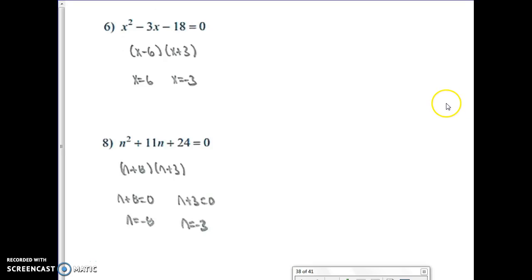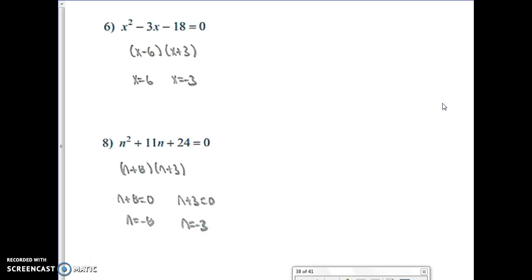So hopefully for number 6, you guys got x to be 6 and -3. All I did was just factor out the expression and solve for x. And then for number 8, you should have gotten -8 and -3 that n equaled. So let's think about it this way for the next set of questions.